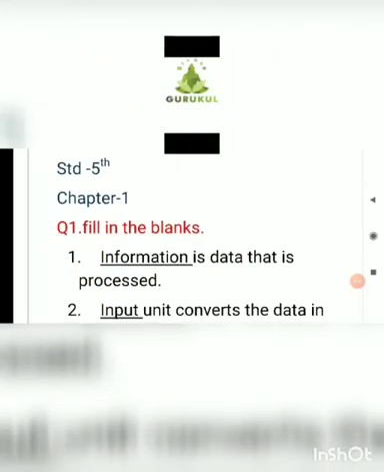First one is fill in the blanks. The first fill-up is: dash is data that is processed. The answer will be information. How? See kids, we have already learned in the previous videos that whatever we are giving to the computer system is known as the input data, and the computer accepts the data, processes it, and gives the result as information. So whatever we are getting back is known as the information.